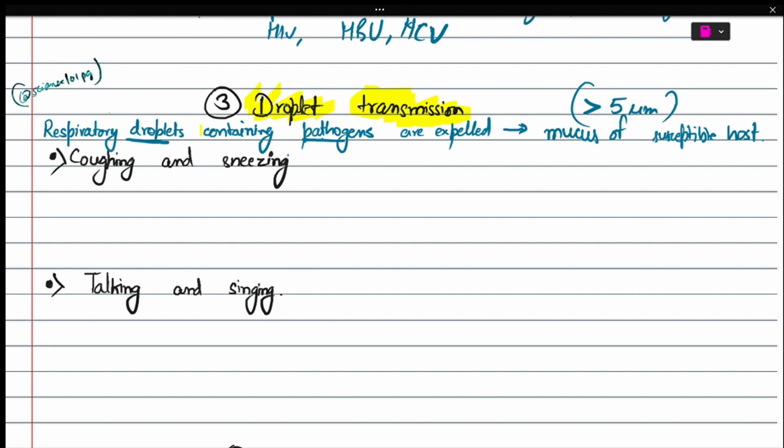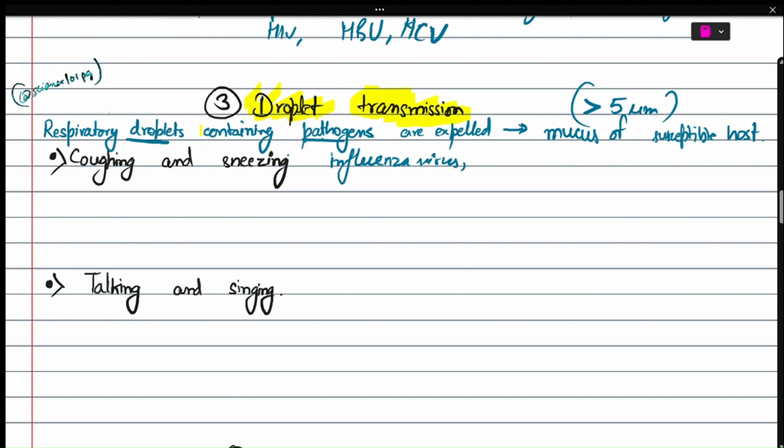So the first case of the respiratory droplet route that can occur can be from coughing and sneezing, which can of course carry influenza virus.